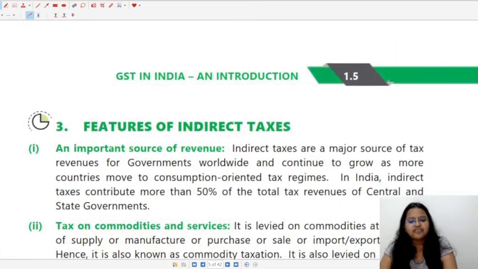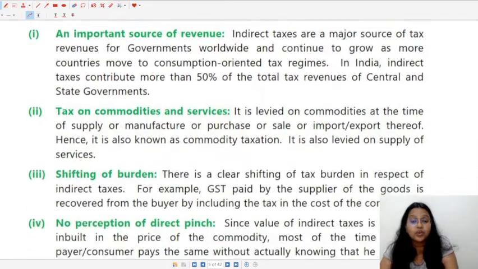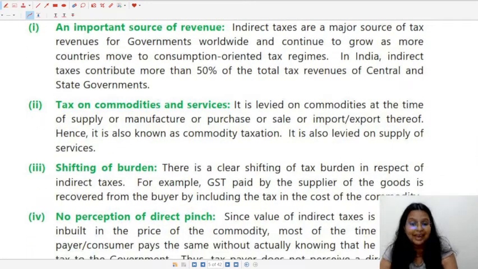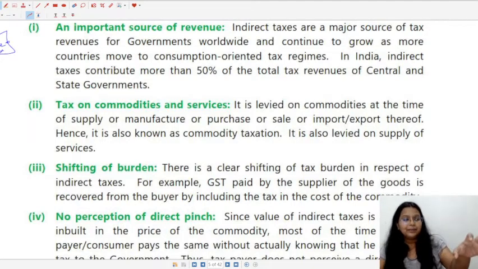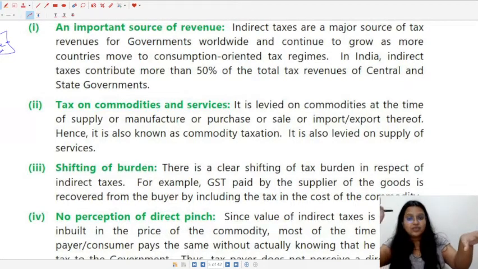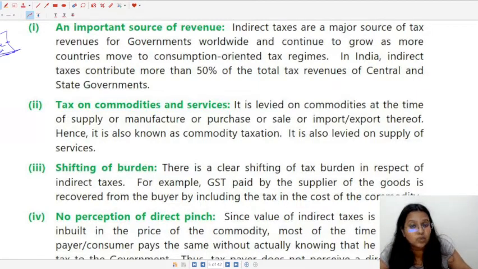Now, let's start with the features of indirect taxes. You will be surprised to know that indirect taxes contribute more than 50% of the total tax revenue of the central and state governments. Yes, so I am taking a very small amount for the example. Suppose the central government is earning rupees 1 lakh as total taxes, meaning the combination of direct tax as well as indirect taxes. From this 1 lakh, more than 50%, that is more than 50,000, is arising from indirect taxes.